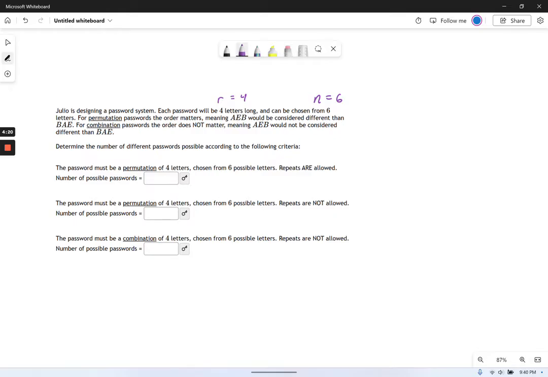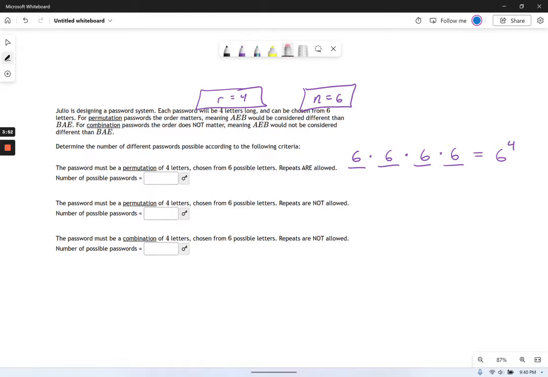Okay? And for each one, I want you to think about 4 letters chosen from a bank of 6 possible letters. R will be the number of letters total. N will be how many letters I have to choose from. So if repeats are allowed and I have to fill 4 slots, the first slot can have 6 letters. The second slot can have 6 letters. All of these slots can have 6 letters because repeats are fine. And the number of permutations possible is 6 to the 4th power.